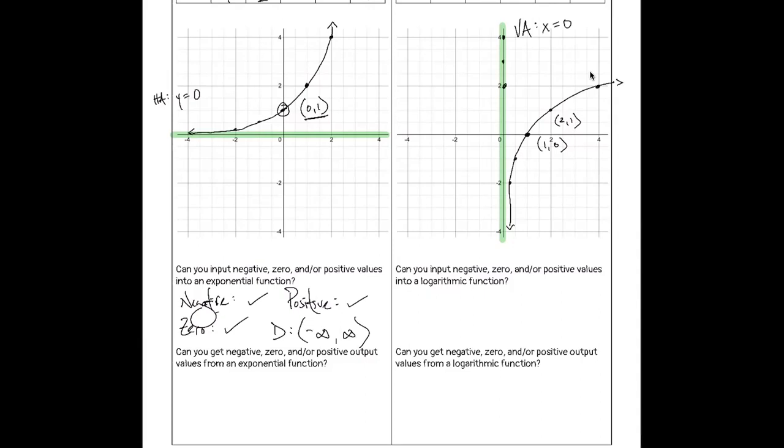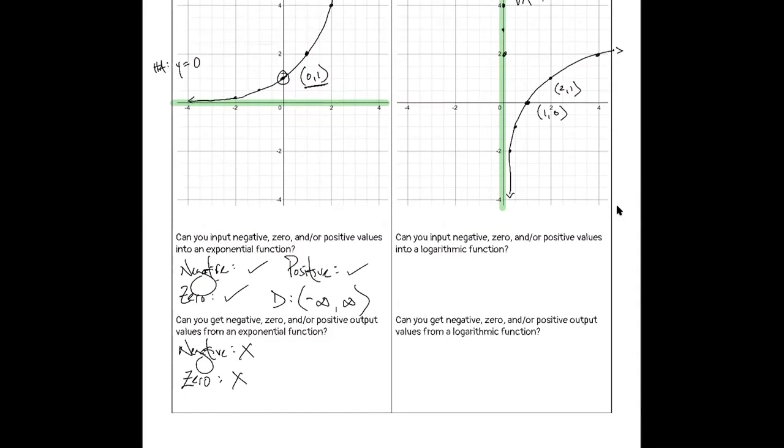Now, let's look at negative, positive, and 0 for the output, though. Did we get any negative numbers out of the exponential function? Meaning, were there any points that were below the x-axis? No, right? There's nothing below there. So this is a no. Can we get 0 out? And that answer should also be no. But can we get positive numbers out? And that answer is yes. That's why our range goes from 0 to infinity.